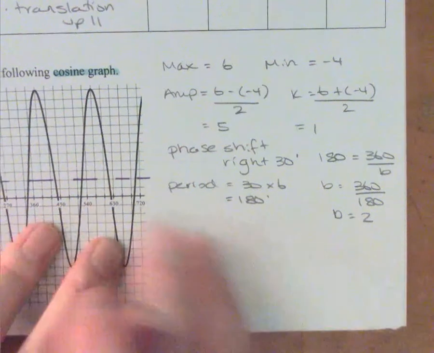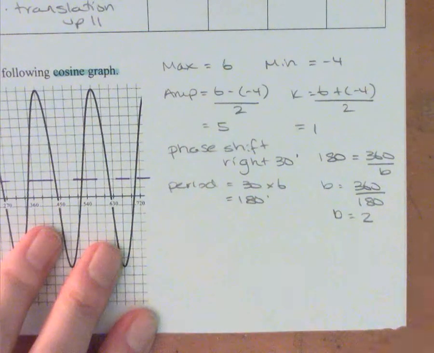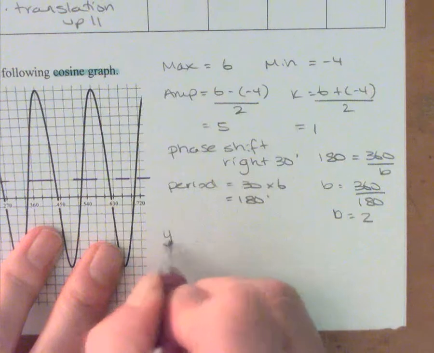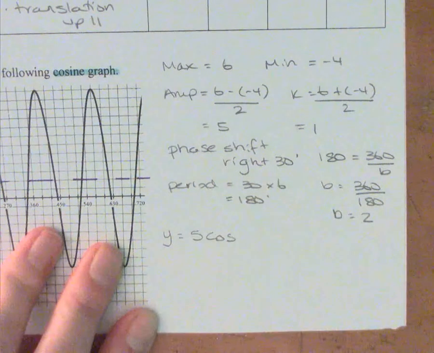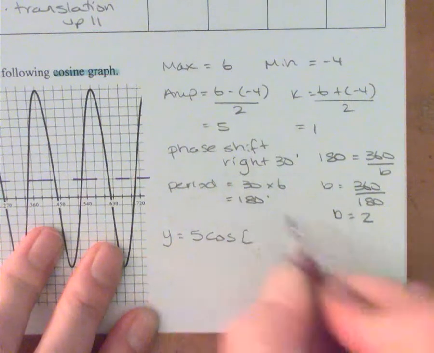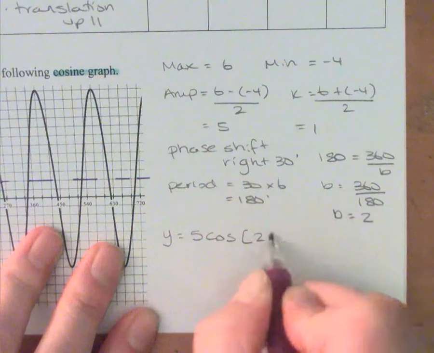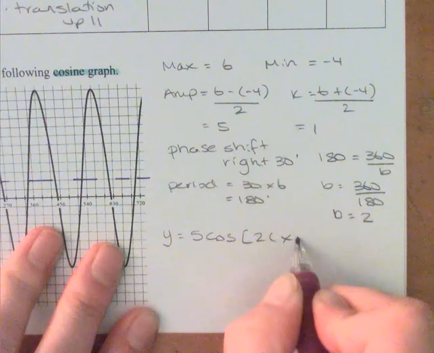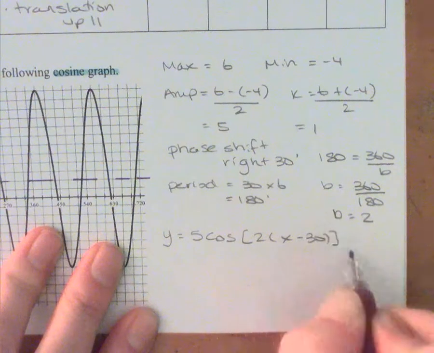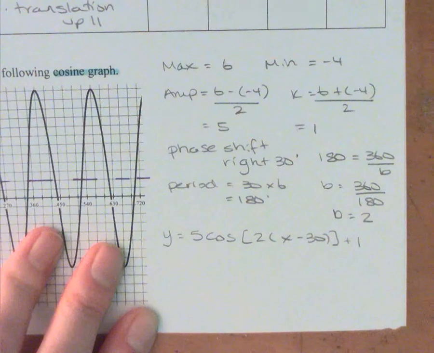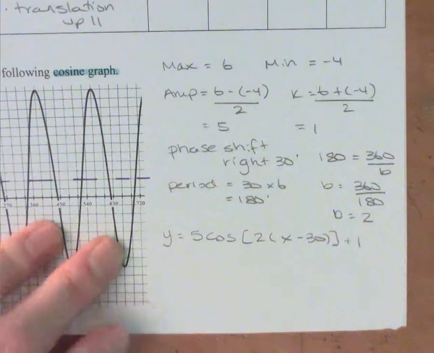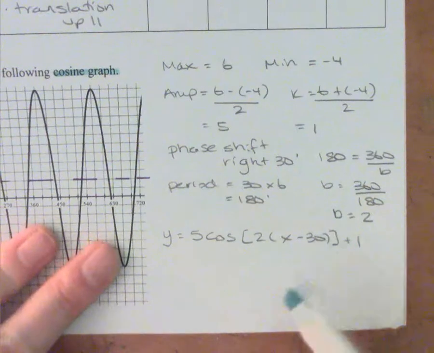So now I have everything I need to create the equation. So I can say that y is equal to my amplitude. I've decided to do a cos graph. My b value is 2. We're going to go right, so I'm going to say minus 30 in my equation, and my k value is 1. That would be if I did that cycle.